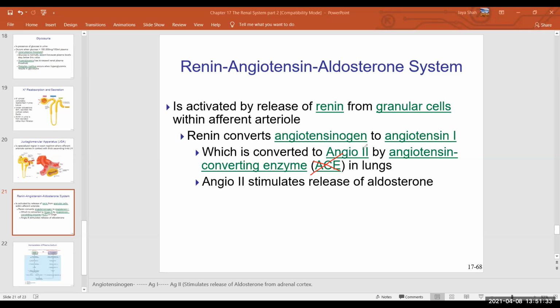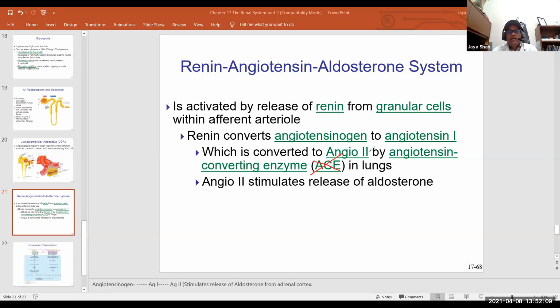You will not make angiotensin 2. If you don't make angiotensin 2, that means you will not make aldosterone. Yes? Yes. So the inhibitor of this ACE is a medication which is used in high blood pressure.